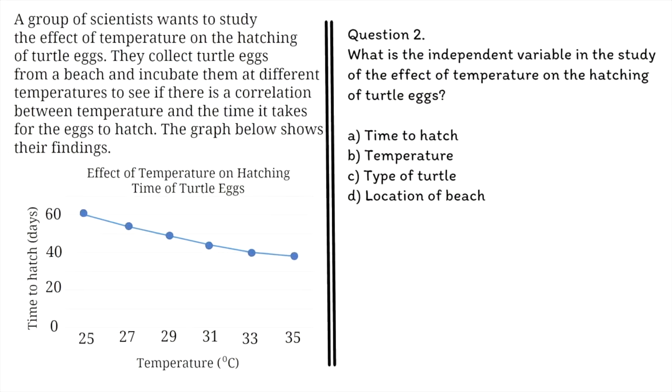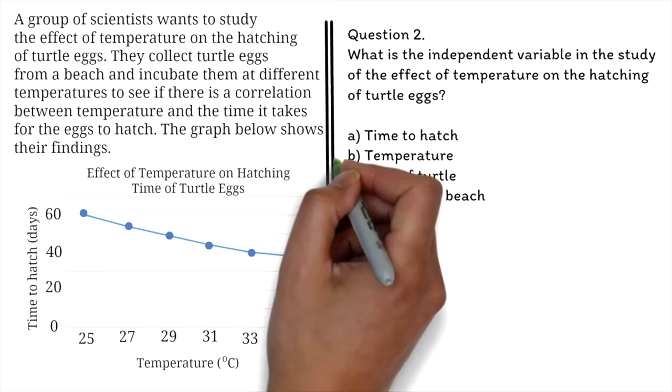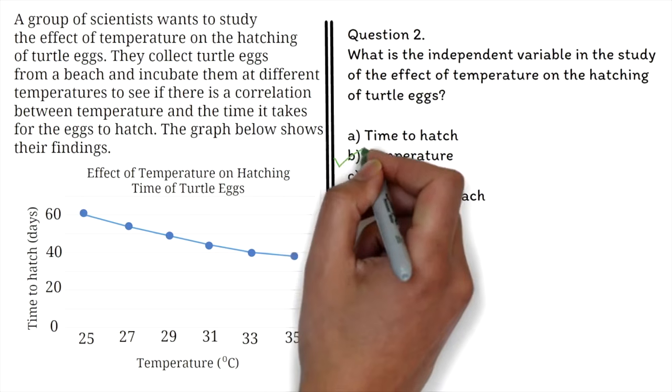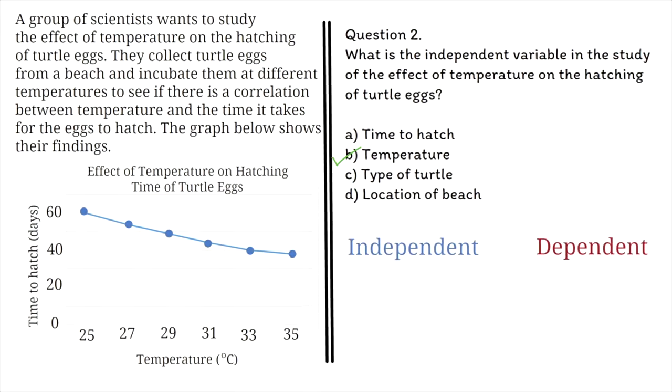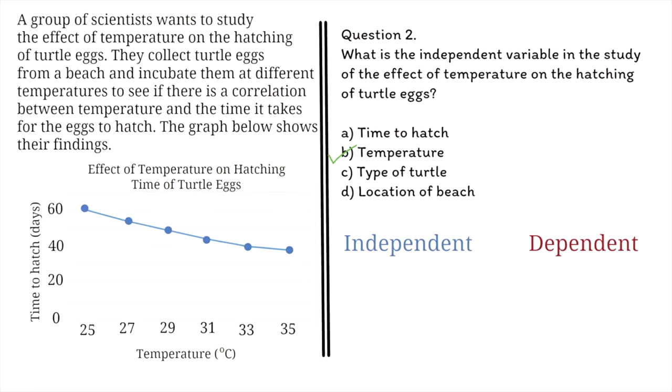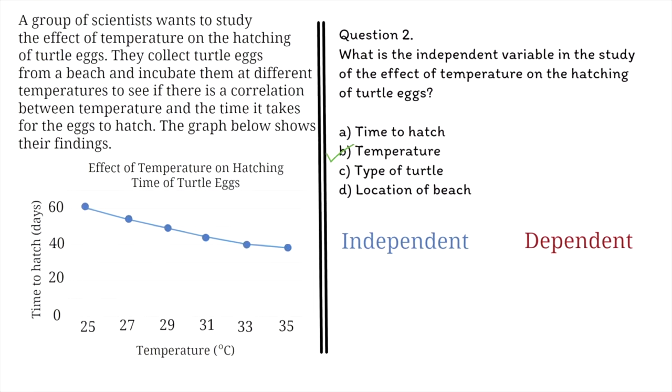Question 2. What is the independent variable in the study of the effect of temperature on the hatching of turtle eggs? A. Time to hatch. B. Temperature. C. Type of turtle. D. Location of beach. The correct answer is B. Temperature. To be good in this section of the GED, you must be able to identify the dependent and independent variables. Independent variables and dependent variables are two types of variables used in scientific investigations.